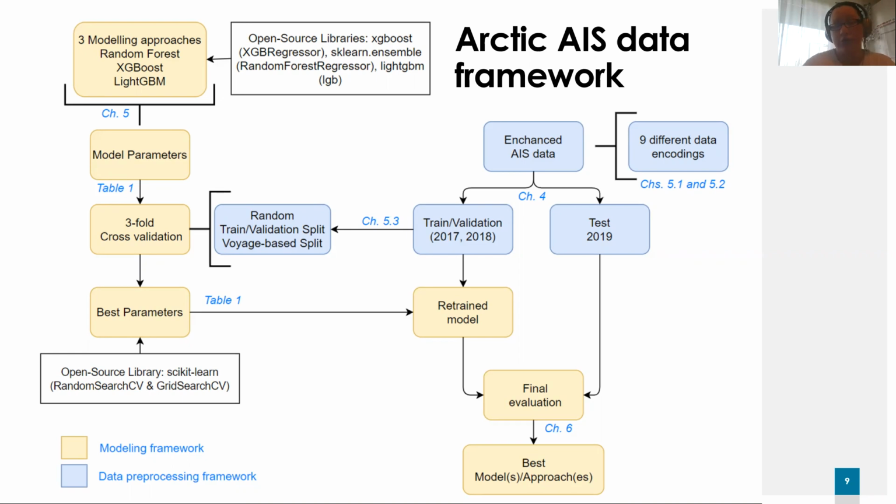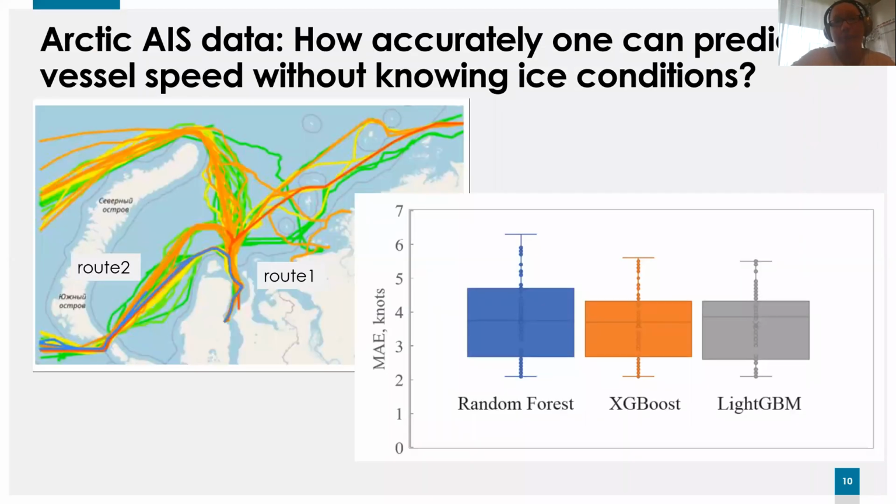What our results show is that by using only AIS data, with no ice charts or ice information, it is possible to predict the vessel speed on a route with a mean absolute error of 3.5 knots, and all three approaches, the decision tree-based methods, can do this pretty well.